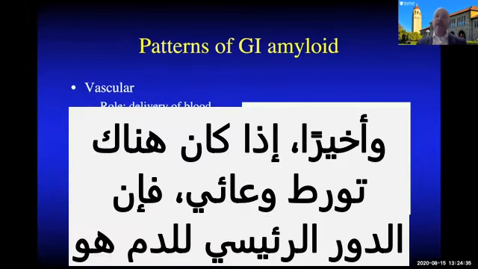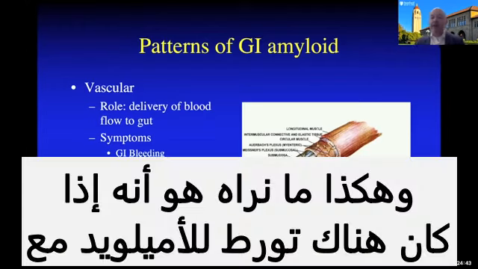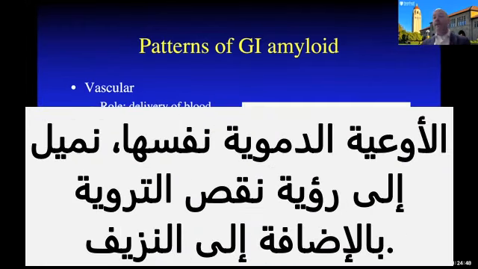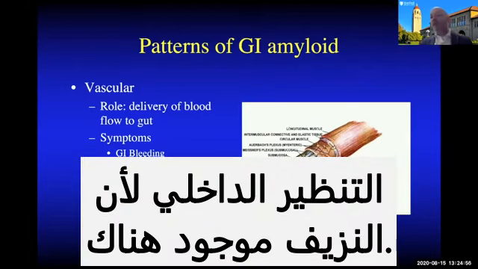Then finally, if there's vascular involvement, the main role of the blood vessels are to take away nutrients from the gut and then bring oxygen. And so what we see is that if there is amyloid involvement with the blood vessels itself, we tend to see ischemia plus bleeding. And that's usually a diagnosis that we can make with endoscopy because the bleeding is present there.